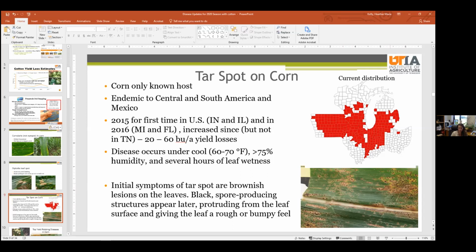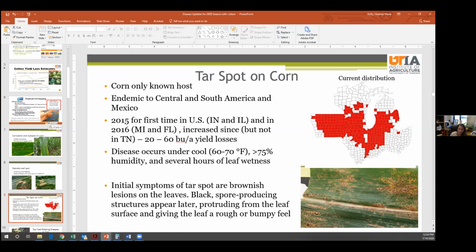But the background lesion is just brown to tan in color. And those tar spots are protruding from the leaf surface and giving the leaf a rough or bumpy feel. And so, to be aware of it, if you hear of it, you let producers know. We've not found it in Tennessee, and it's unlikely that we will, unless we're having an unusual cool year, which is definitely not the case this year in Tennessee.